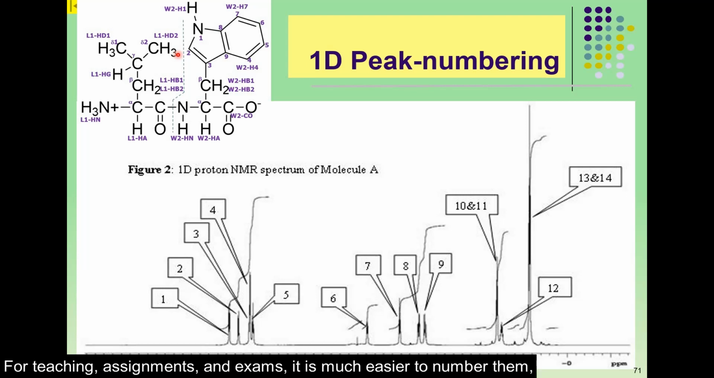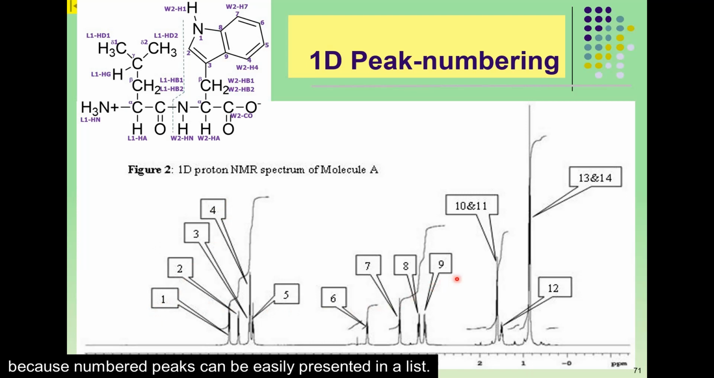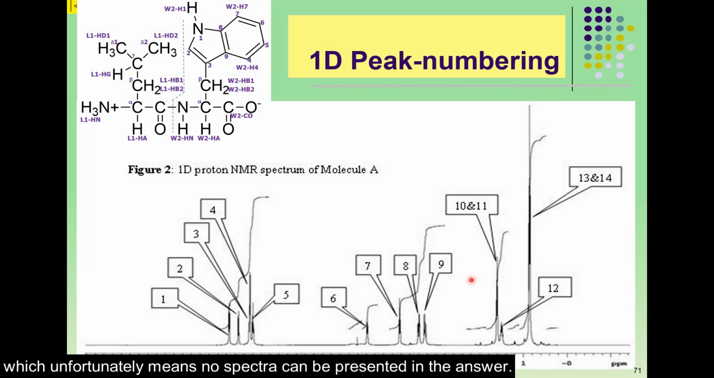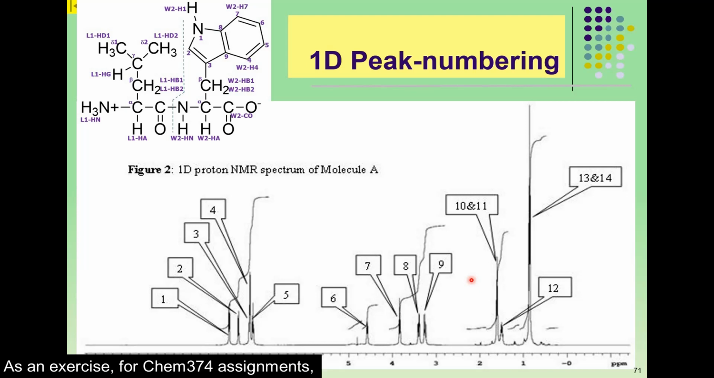For teaching, assignments, and exams, it is much easier to number them, because numbered peaks can be easily presented in a list. This is particularly true in a sitting exam when time is limited and only answer sheets are collected, which unfortunately means no spectra can be presented in the answer. As an exercise, for Chem 374 assignments, you are required to number the peaks and list them in a table.